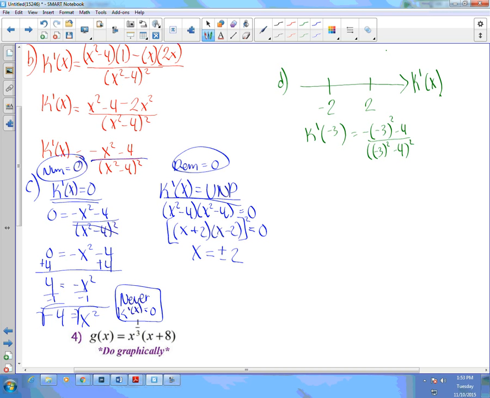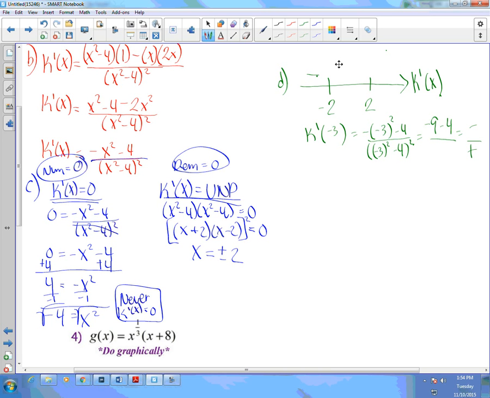Okay, what did you get for your sign? It should be negative, because we have a negative 9 minus 4, which is negative. And what's happening in the denominator when you square it? Do you really have to work it out? No, you're squaring everything, so it has to be positive. So a negative divided by a positive is a negative.